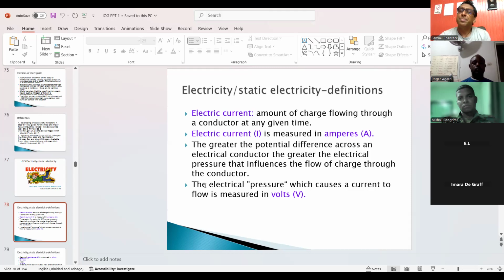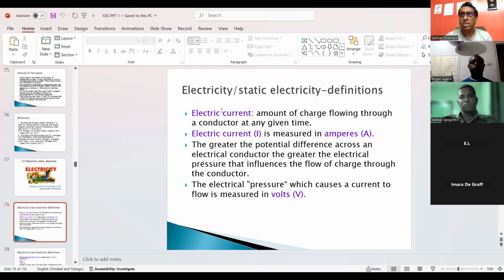So the understanding here is like water in a hose. If the hose is very thin, the water will come out at a higher pressure. Or if you increase the pressure, right? But increasing the pressure is like increasing the voltage. The more voltage you have, the more current you have. That's what they're trying to say here. The greater the voltage across an electrical conductor, the greater the electrical pressure that influences the flow of charge. Flow of charge is current. So the greater the voltage, the greater the current.